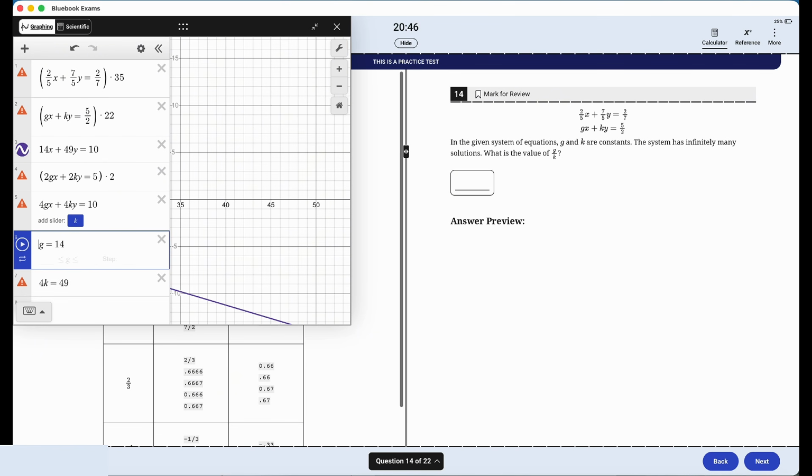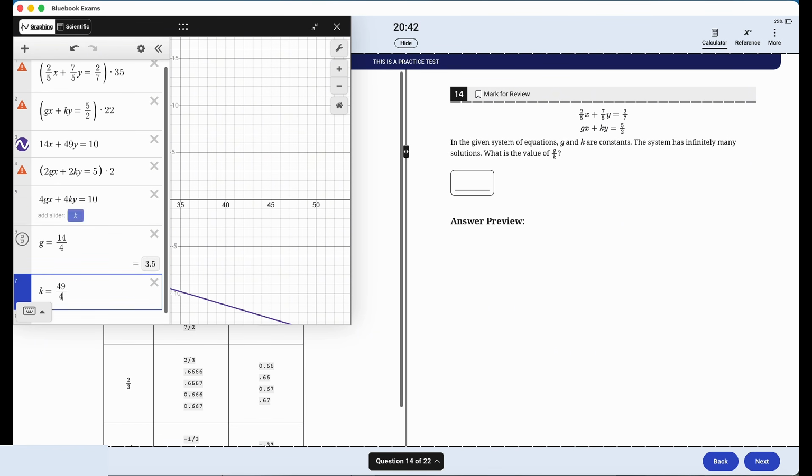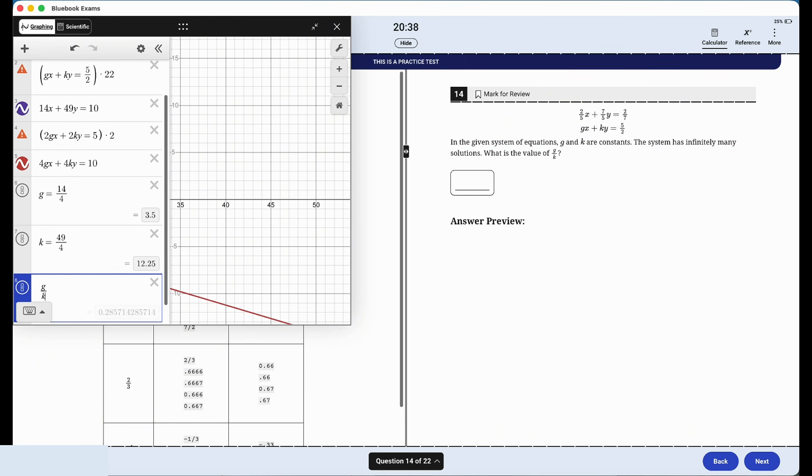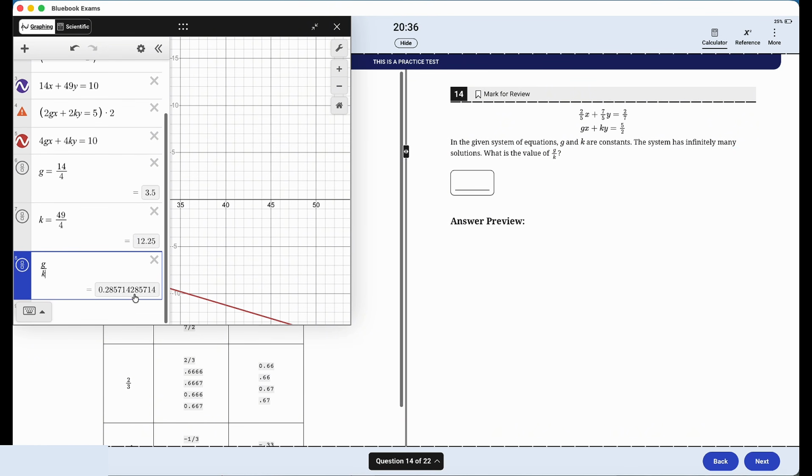And now you see I can figure out g and k. I just got to divide them by 4, right? And now I have my g and I have my k. Now I can answer the final question, which is what's g divided by k? And I can ask Desmos to do that. And I can enter it in as this decimal, or I can change it to a fraction and I get 2/7, right?